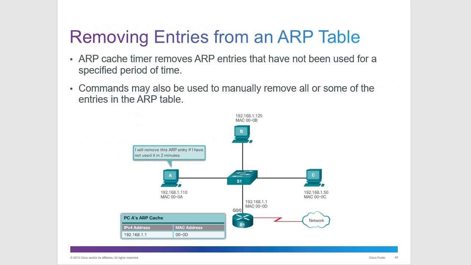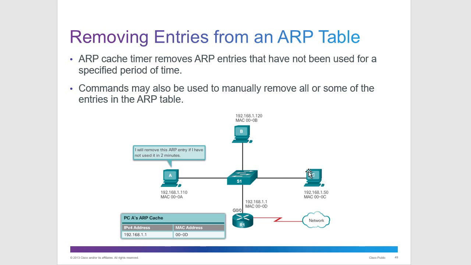Removing entries from our ARP table. Before we even talk about sending the request, I don't think we actually go through the command of sending. We don't send ARP requests. That's right, so we won't see a command for sending an ARP request. It's an automatic process. So, removing entries from an ARP table: there is an ARP cache timer which removes ARP entries that have not been used for a specific period of time. There's also a command to remove all or some of the entries in the ARP table. We'll talk about those in the lab, and that's going to be clear ARP or clear IP ARP that we'll use. So you'll see that.